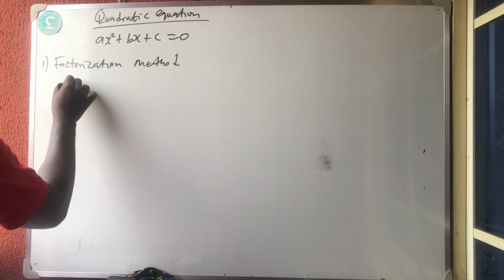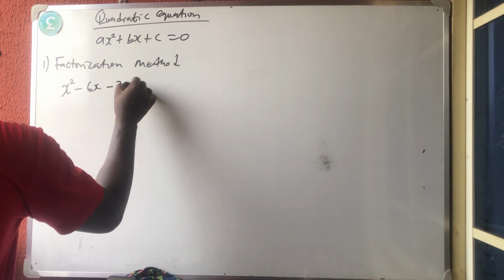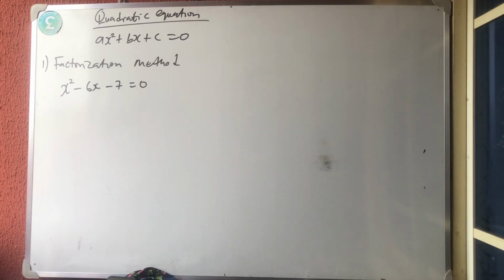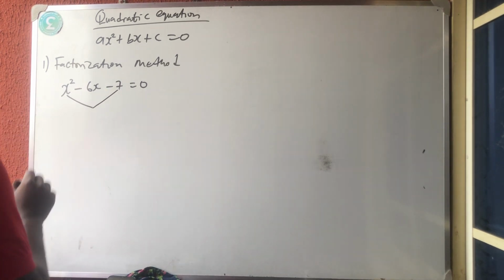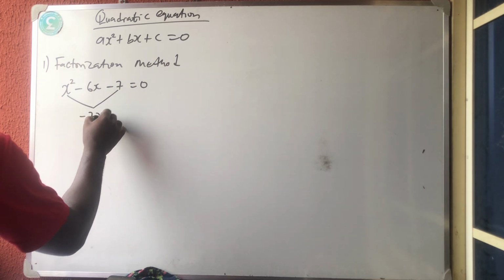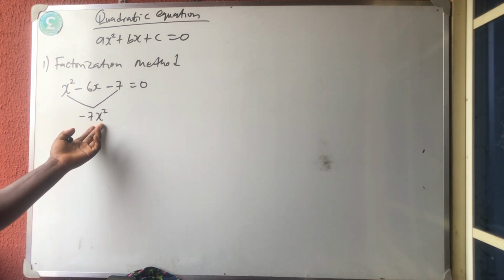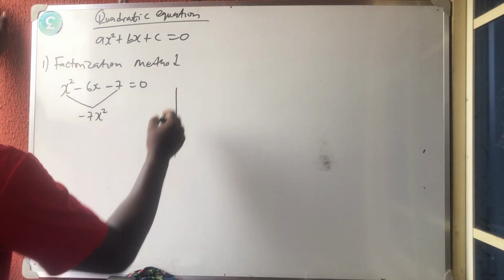I have x squared minus 6x minus 7 equals 0. We are asked to factorize this. How do you factorize? The first thing you do is multiply the first term and the last term. We are going to have minus 7x squared. Now, you need 2 factors from this minus 7x squared to replace the middle term. And how do you find them? By sharing it by LCM.